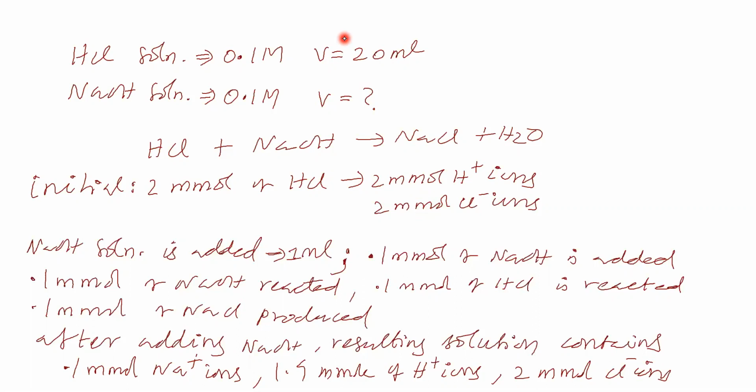But you can think in another way. Due to the addition of sodium hydroxide solution, the volume is changing, therefore the concentration is changing, so the molar conductivity will also change. Initially 2 millimoles of Cl minus ions, and after adding sodium hydroxide solution also 2 millimoles of Cl minus ions. Initially the volume is 20 ml, but after adding sodium hydroxide solution the volume is more than 20 ml. Therefore the concentration of Cl minus changes.